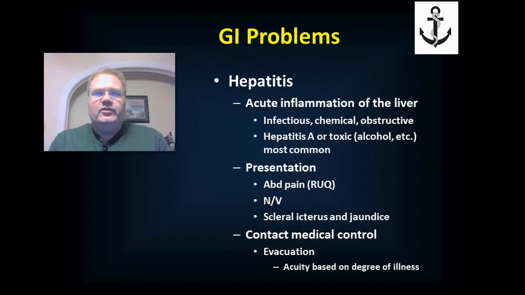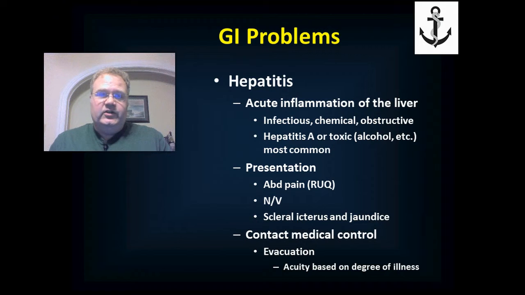If this is someone with a fulminant, overwhelming hepatitis, without your liver, you die really quickly. And so if this is a Tylenol overdose, and now it looks like they've got a hepatitis, you need to get them off your ship, out of your remote environment as fast as you can. But if this is hepatitis A, an infectious hepatitis, and they just have some nausea and they're not feeling well, but they can keep down food and fluids, it may be something that can wait.